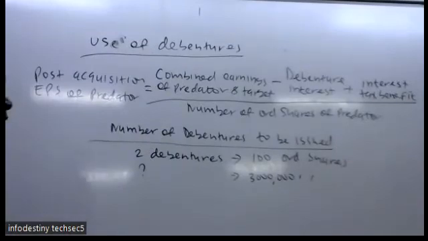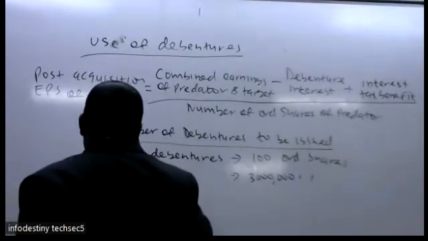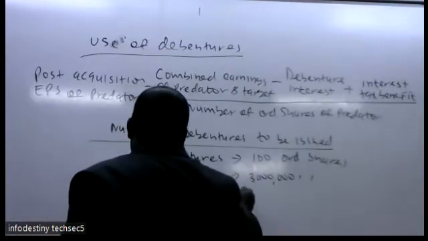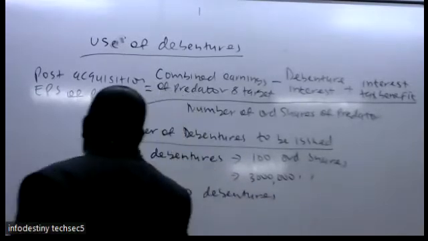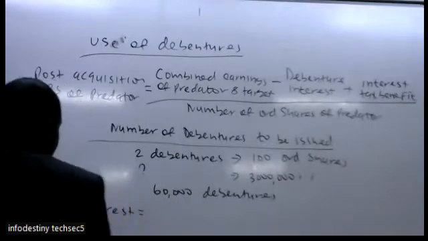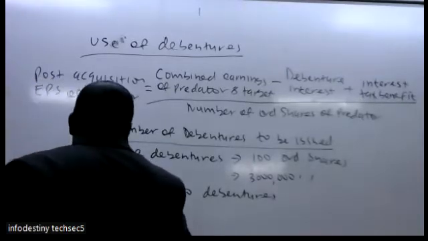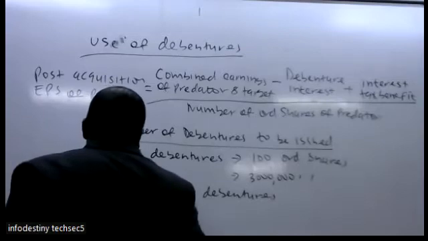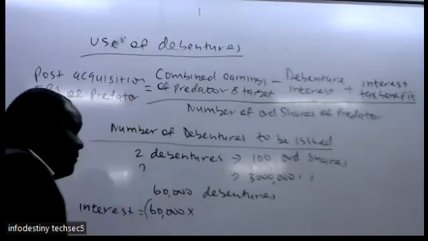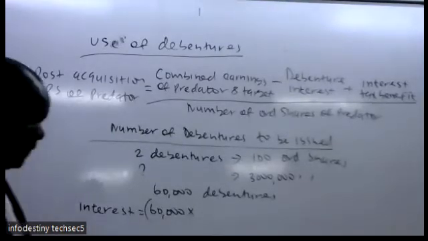It will be 60,000 debentures. So it will be able to give you 60,000 debentures. So now we compute interest. We calculate interest. So to get interest on the debentures, there are 60,000 debentures. The par value of each debenture was given. What are you given as the par value of the debenture?